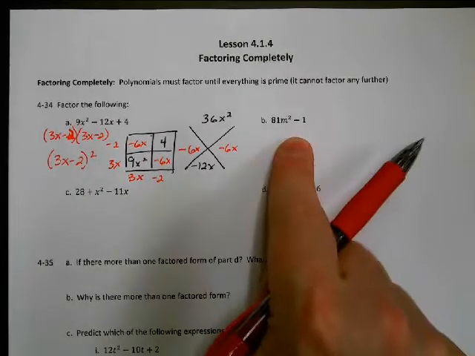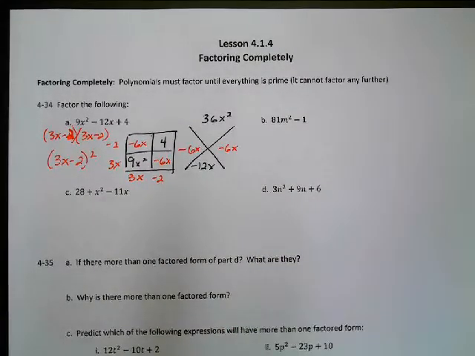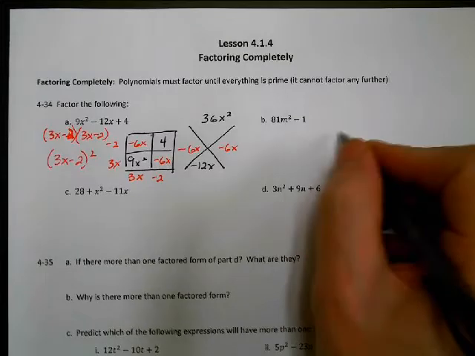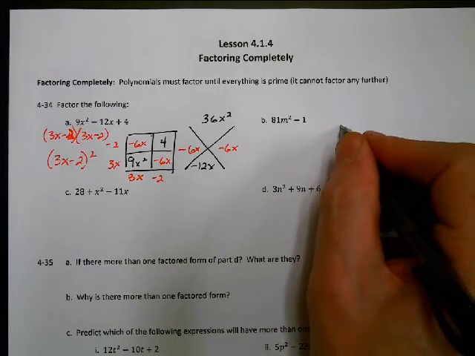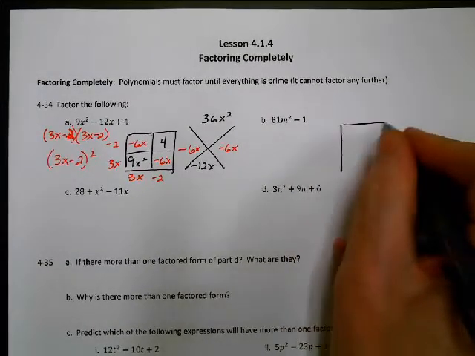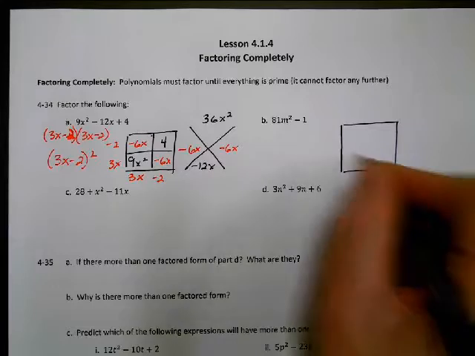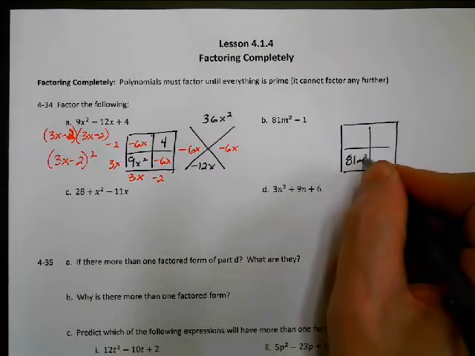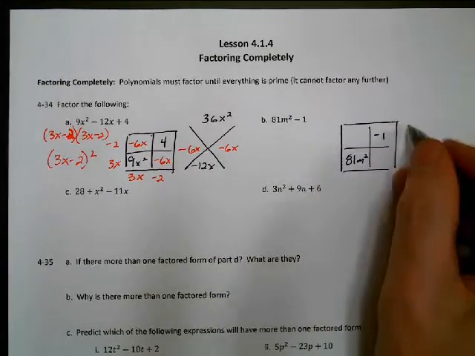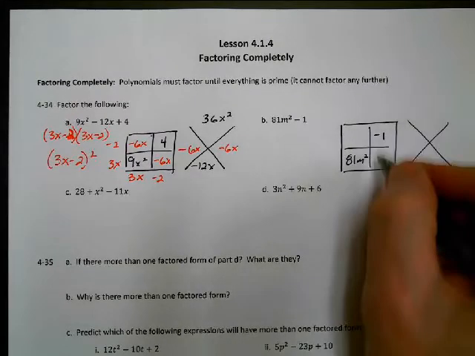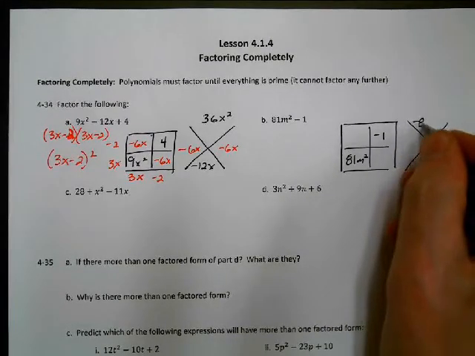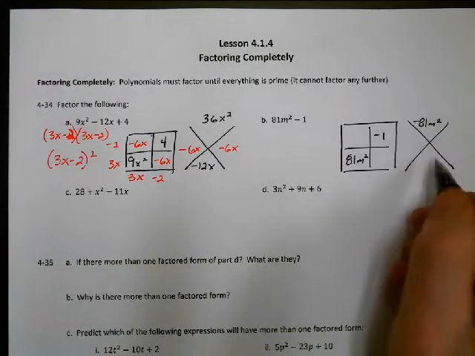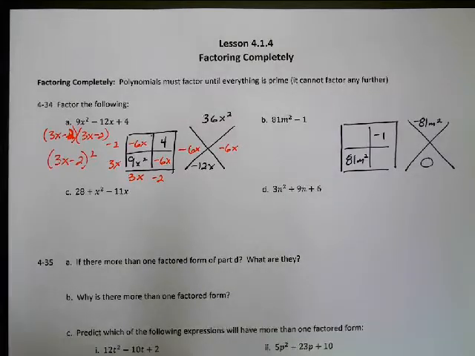All right, next one, we talked about this on a previous lesson. We said if there is no m term in the middle, that means that it's adding up to be 0m. So setting this one up, I would put 81m squared here and negative 1 here. Okay, so multiplying those two, I get negative 81m squared. And then they should add up to be 0 because there's no m to the first term in there.